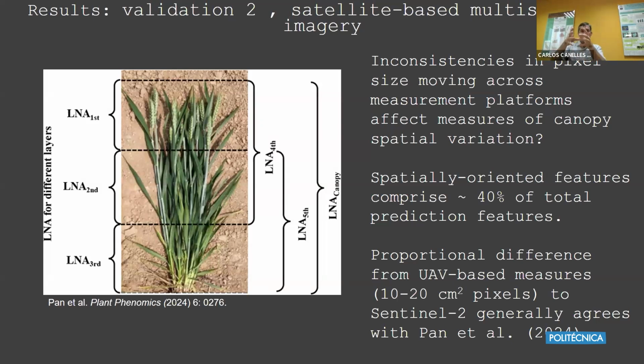And so I think when 40% of our predictors are spatially oriented, and you go from 10 or 20 centimeters to a Sentinel pixel, you're changing the surface of prediction pretty dramatically. You're probably getting less vertical variation than you would be getting at the UAV scale. So that's my guess, but we haven't actually had a chance to test that yet. But basically, the scalar differences that we're seeing are pretty similar to what they were measuring when they just did the very top of the canopy compared to the deeper levels of the canopy.